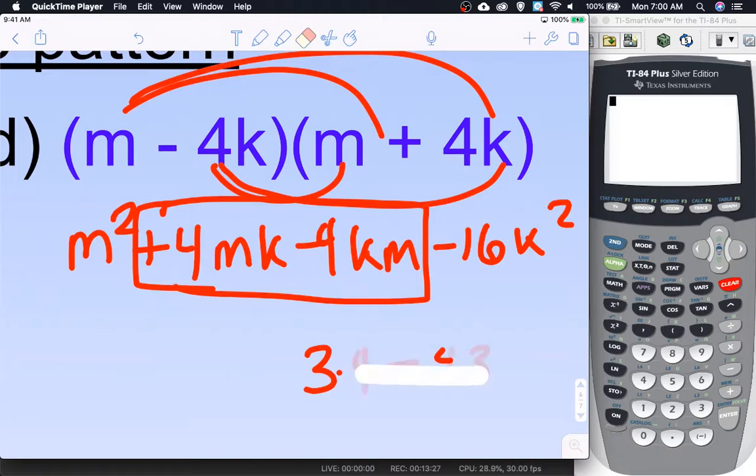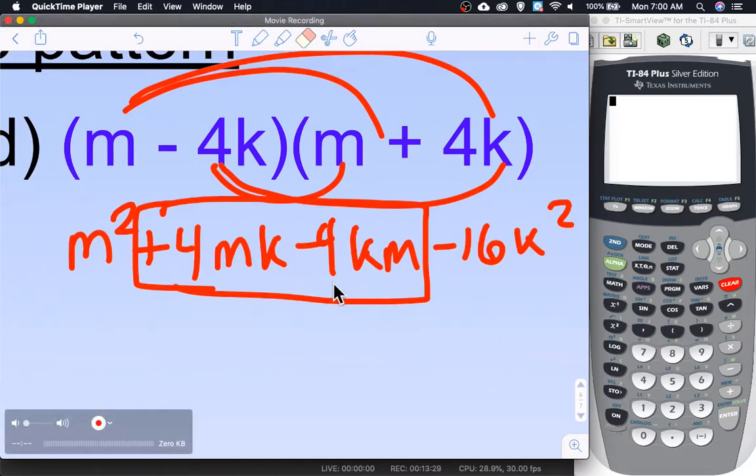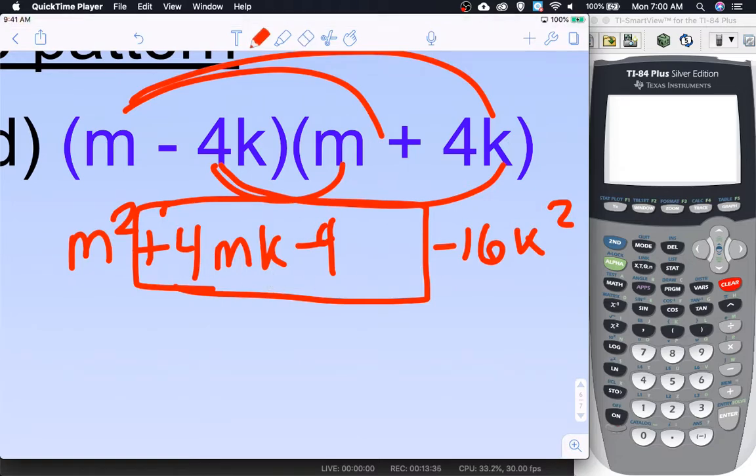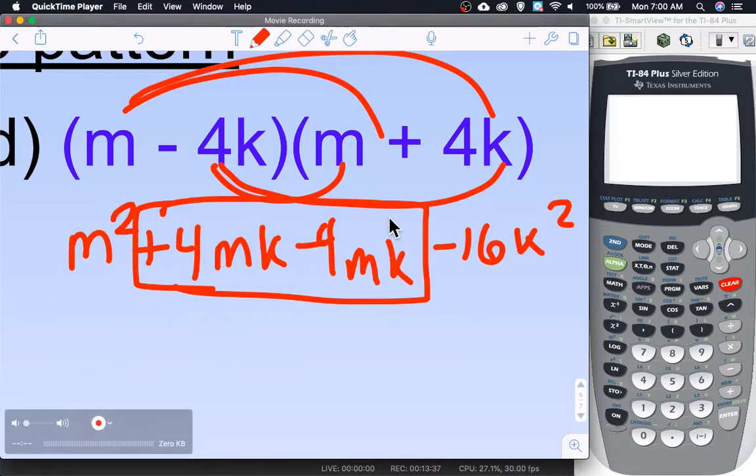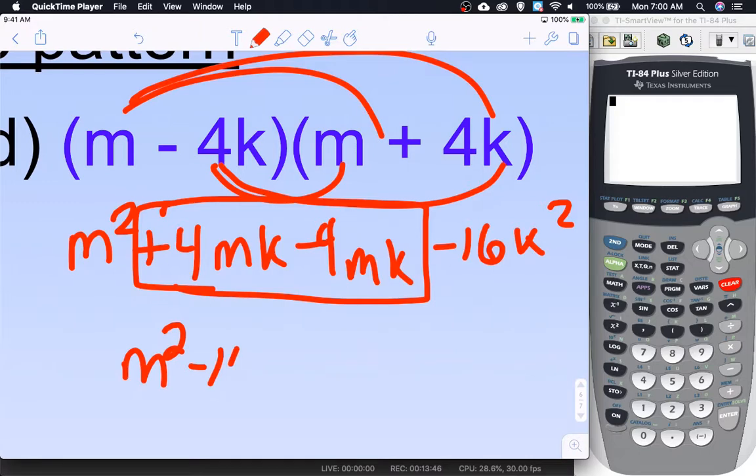So I would recommend that if you see this, you're allowed to rearrange them. I would make them all the same, even if it's not in alphabetical order. Make them at least the same. So now there's mk's and mk's. Now you can see, oh yeah, they do cancel. So we get just m squared minus 16k squared.